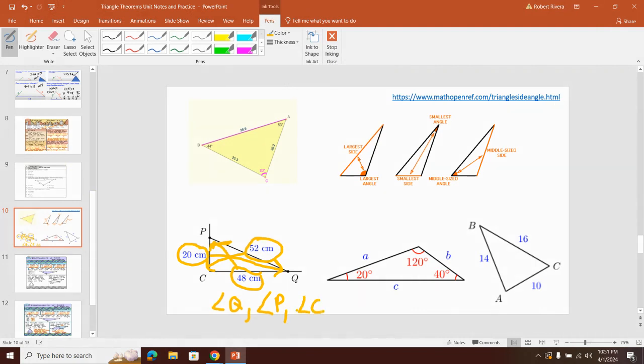This symbol again means angle C, angle P, and angle Q. So they might tell you put the angles in order from least to greatest, or they could have gone from greatest to least, doesn't matter. I do not know the measurement of the angles because I cannot measure it unless I have a protractor. So I'm going to use my angle side relationship theorem to figure out who's the smallest, who's the next smallest, and who's the largest.